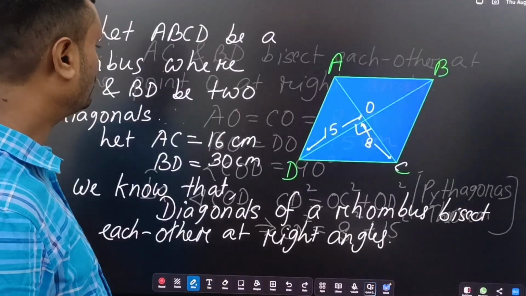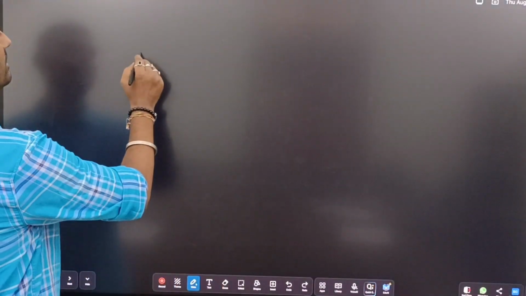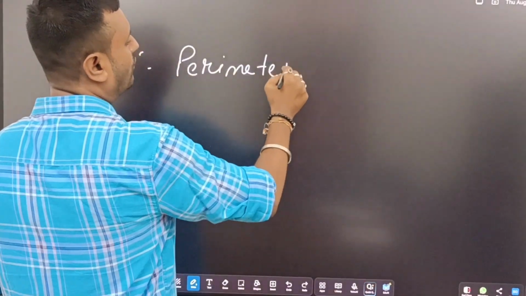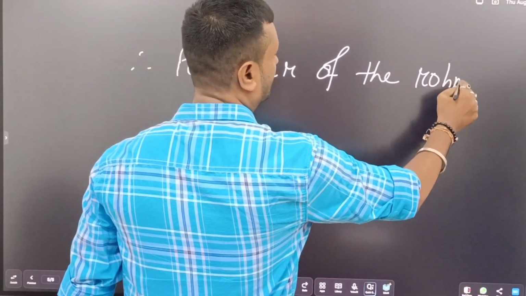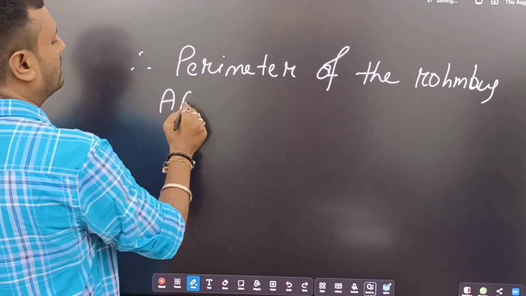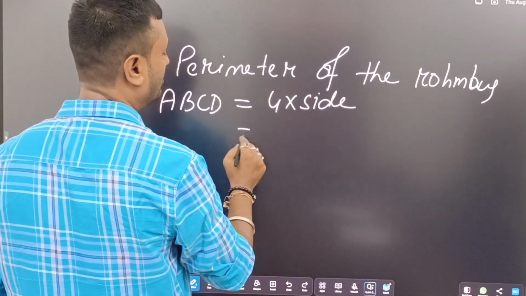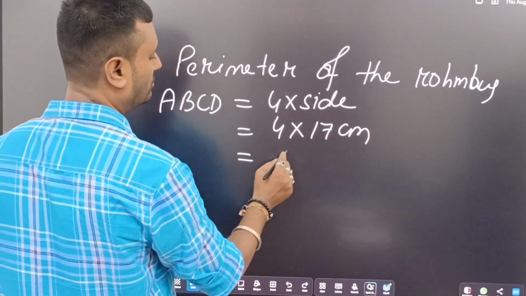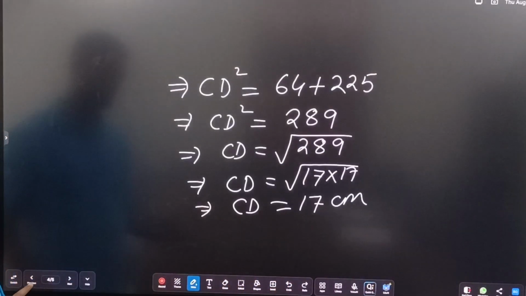So we get that one side is 17 centimeter, and all sides are 17. Therefore the perimeter of the rhombus ABCD equal to what? 4 into side. So putting the side as 17 centimeter, the answer is 68 centimeter. Okay.